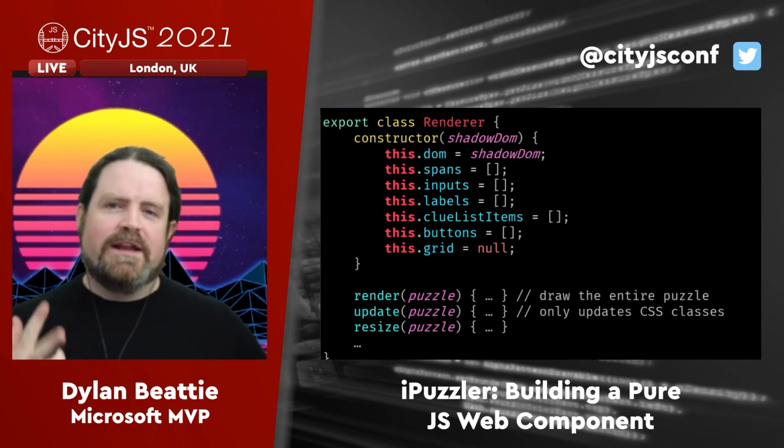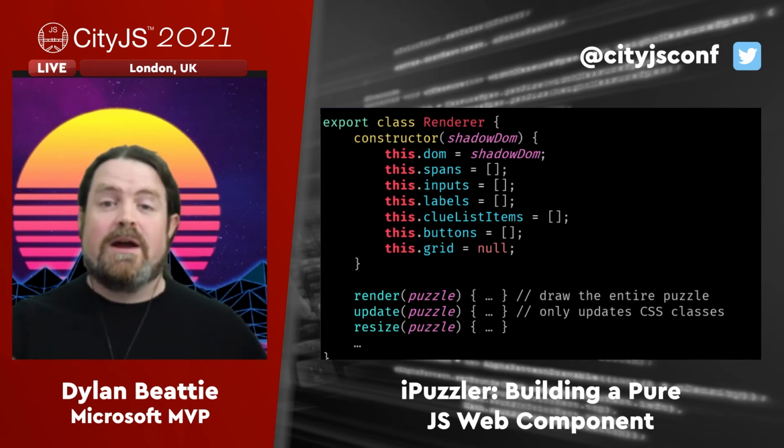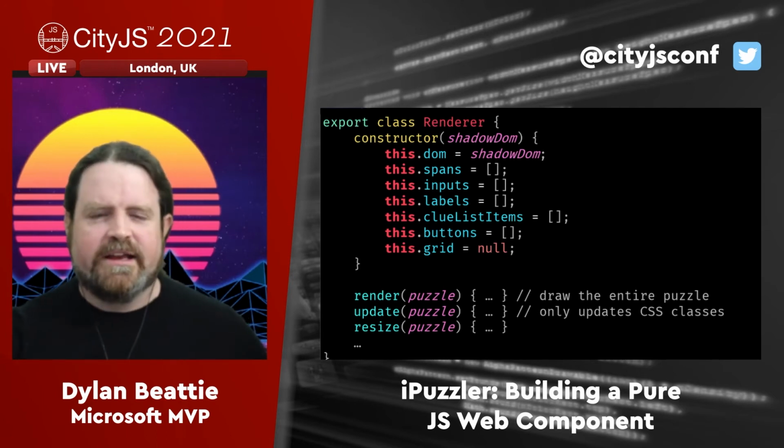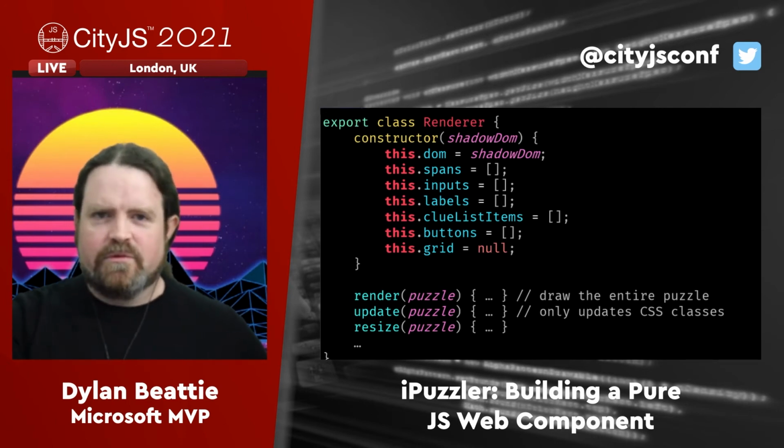I had to add a third one. It turns out that resizing the browser window, if you do that halfway through playing a puzzle, we need to redo a whole bunch of calculations. And so there's a resize handler on the renderer as well. That's bound to the resize object.